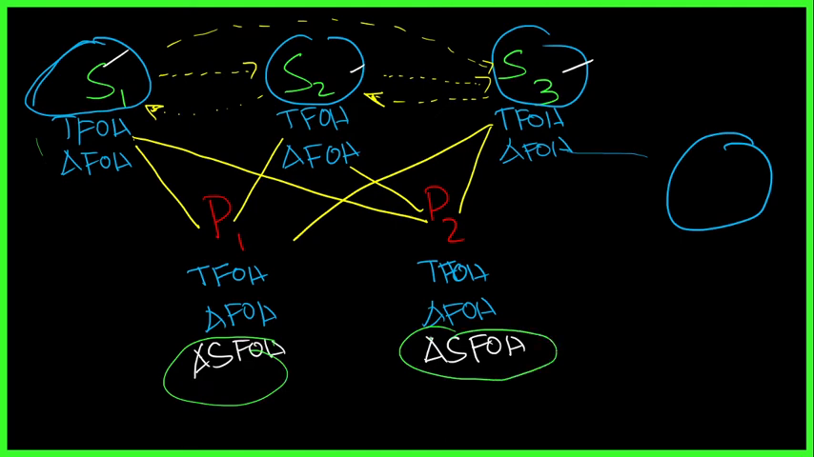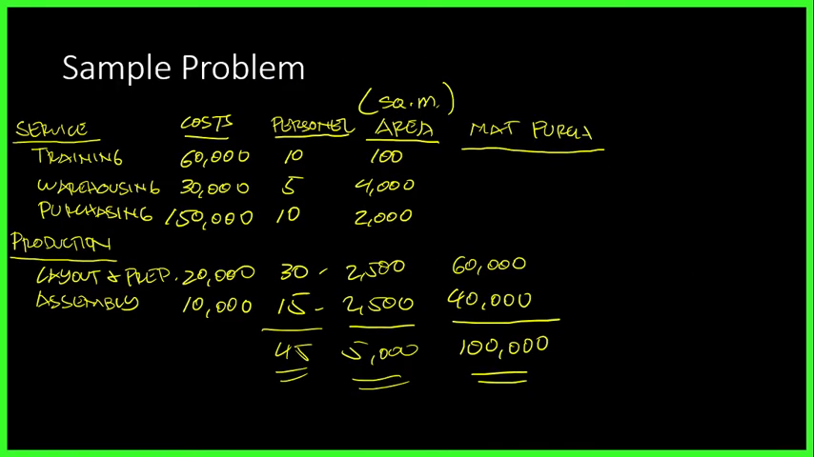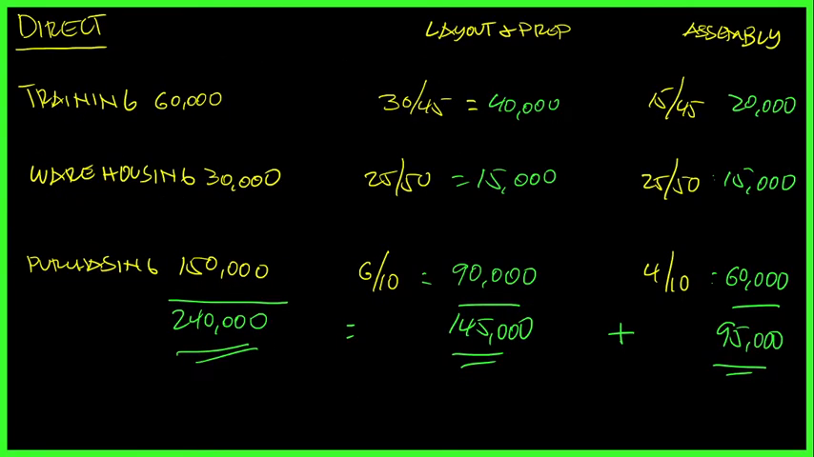Now let's go to your step method. The step method seems to be a bit more laborious. Let's pause here, and feel free to screen capture. Anyway, take note, this is just the allocated service factory overhead. This is not yet the predetermined overhead rate. I'll show you how to compute for that later. Let's just focus on the methods.